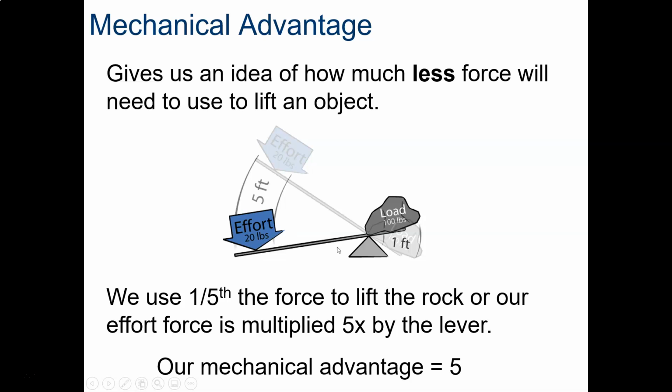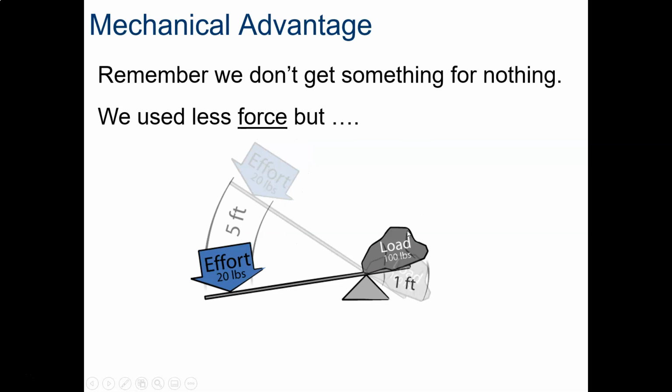There is a trade-off, as there always is. Whenever we gain force, the trade-off is we lose distance. That's so that the work in and the work out are equal. So when we move our side of the lever down 5 feet, the load only lifts up 1/5, or 1 foot in this case. So that's an example of mechanical advantage.